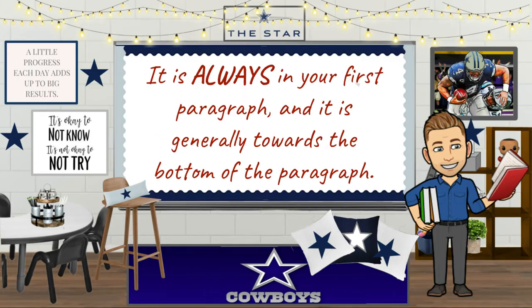It is always in your first paragraph. We're not going to hide our thesis statement somewhere towards the end. We're not going to put it in the second or third or fourth paragraph. It's always going to be in the first paragraph. And it's generally towards the bottom or towards the end of that paragraph. It doesn't have to be the last sentence. It could be the second to last or the third to last. But you're not going to start off with your thesis statement. It's going to stand out, indicating the point from which you build your arguments, present your facts, or prove your point.